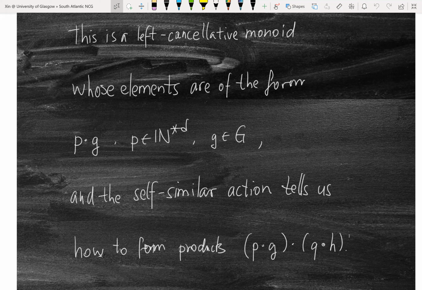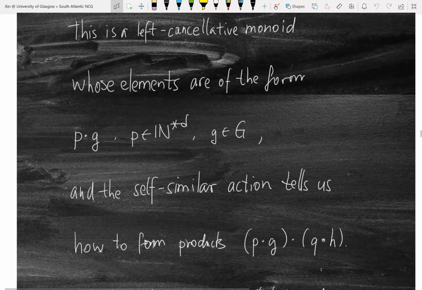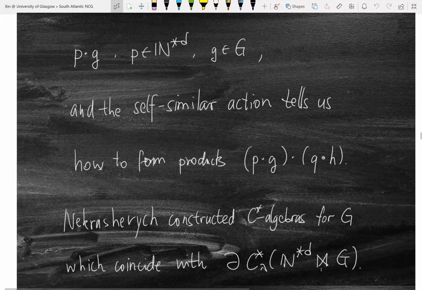And the point is, once you have this cancellative monoid, you can look at its C-star algebra and the boundary quotient, and you observe that this is exactly the C-star algebra Nekrashevych constructed. So in this sense also, this fits into our framework.